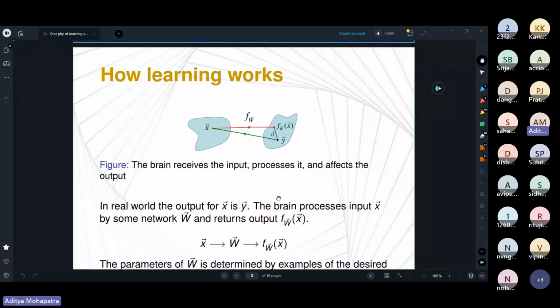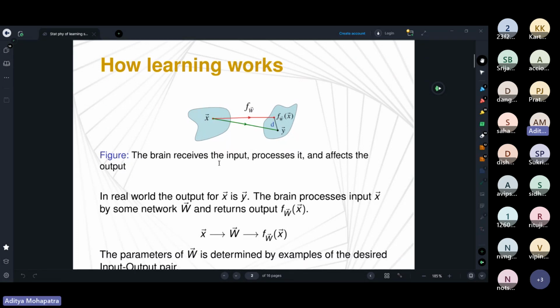So the first thing we should know is how learning works. Let's say our brain or any neural network or any neuron perceptron, whatever. The theory of machine learning: how it actually learns and predicts. We have input and output. Let's say our input is X. In the real world, the output is Y. But by our network, let's say network W is there. It can be the brain network or any artificial neural network also.